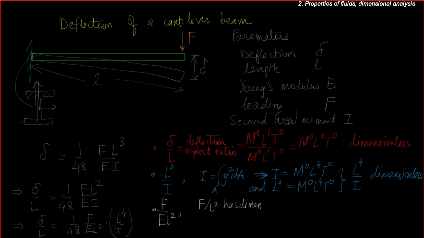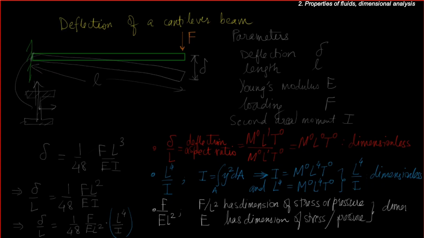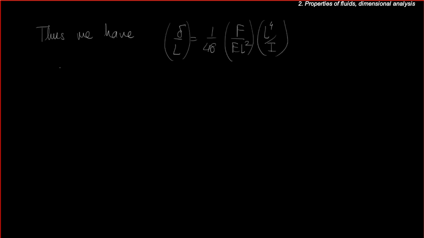What about F upon EL square? Now F upon L square has the dimension of stress, because it is like a force per unit area. Area has a dimension of L square, whereas the Young's modulus also has a dimension of pressure or stress, and therefore F upon EL square is also a dimensionless quantity. So thus we are able to relate one dimensionless quantity, which is delta upon L, to a combination of two other dimensionless quantities, first of which is the dimensionless loading, which is F upon EL square, and the second of which is the dimensionless second moment of area.